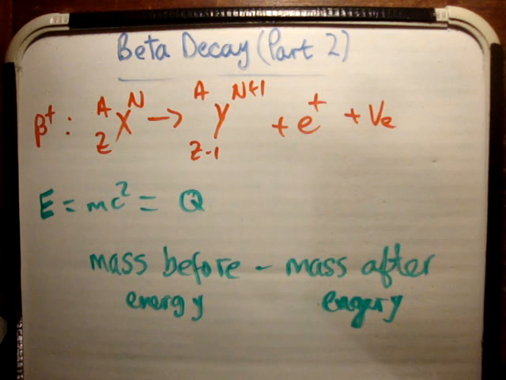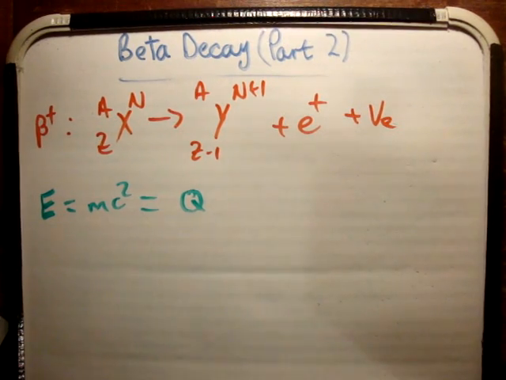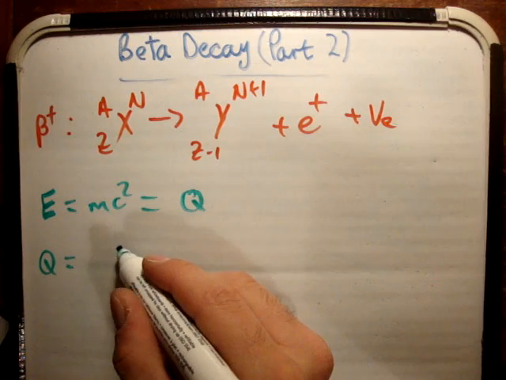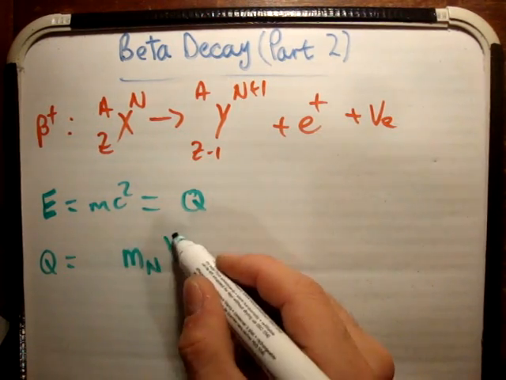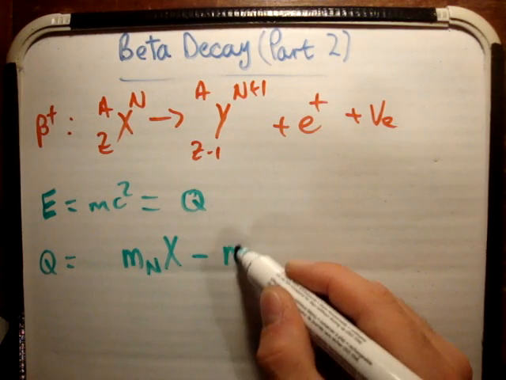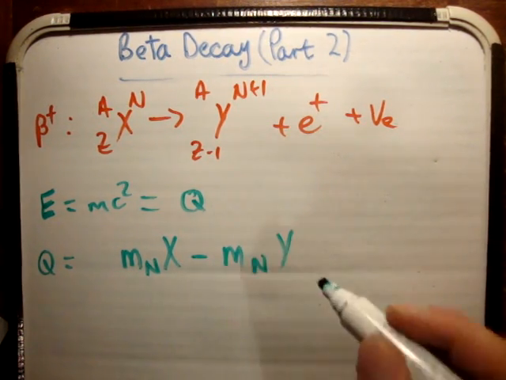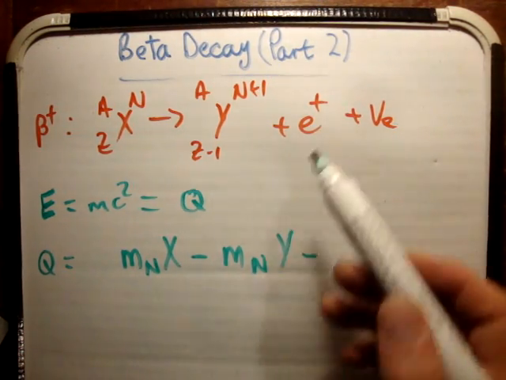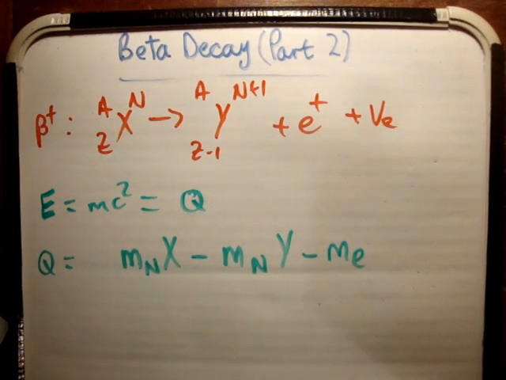Alright? Now we're talking about only the nuclei. We're not talking about the whole atom itself. So let's have a look at this. That means the Q value is equal to the mass of the nucleus of atom X minus the mass of the nucleus of atom Y, minus the mass of this electron or this positron emitted. And I said the positron is the same mass as an electron, so you can just write it m sub e like that.